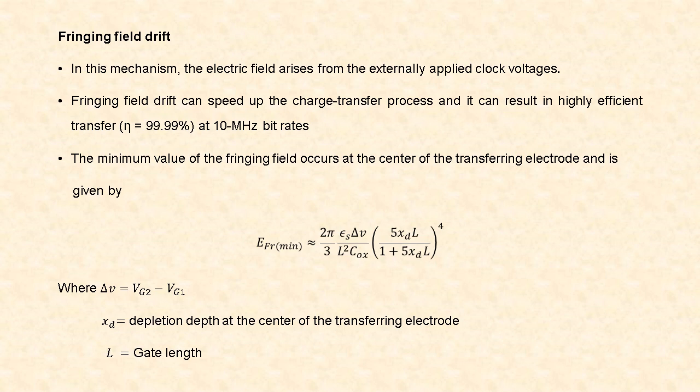The minimum value of the fringing field occurs at the center of the transferring electrode, and it is given by E_FR,min ≈ (2π/3) · (ε_s · ΔV / L²) · (C_ox · φ · x_t · L) / (1 + φ · x_t · L)^4, where ΔV is the excess gate voltage, x_t is the depletion depth at the center of the transferring electrode, and L is the gate length.